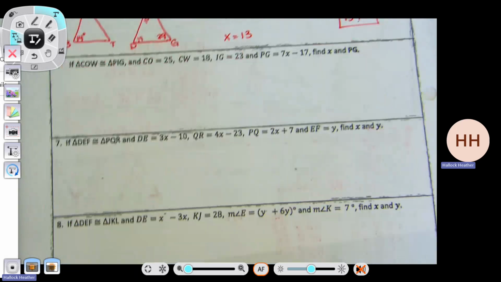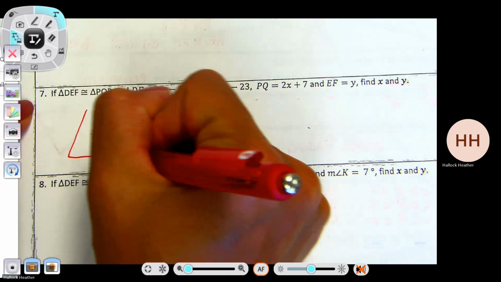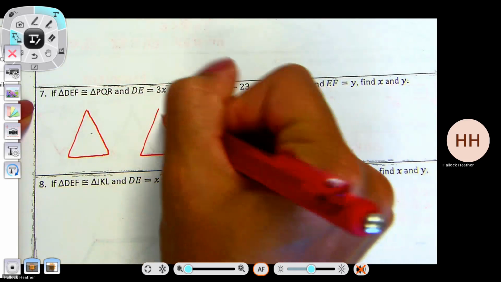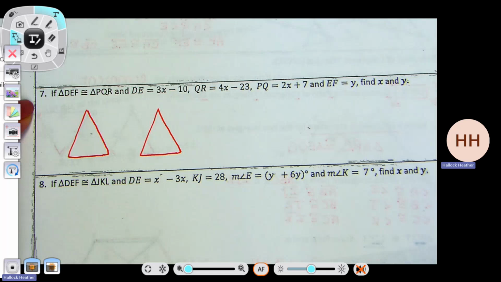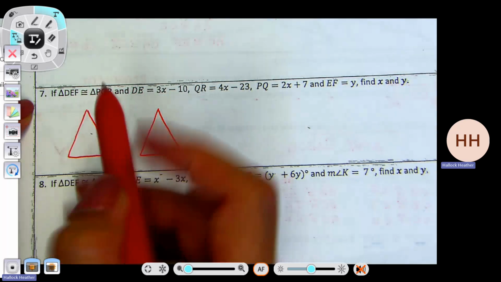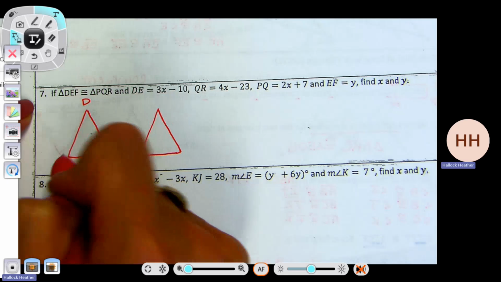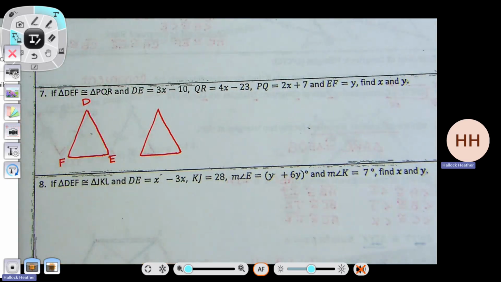Let's go to number 7. So, number 7, same thing. When in doubt, draw it out. So we're going to have 2 triangles. The first one technically doesn't matter how you list it. I'm going to put D, E, and F. Write the other one out and put your stuff on your picture.